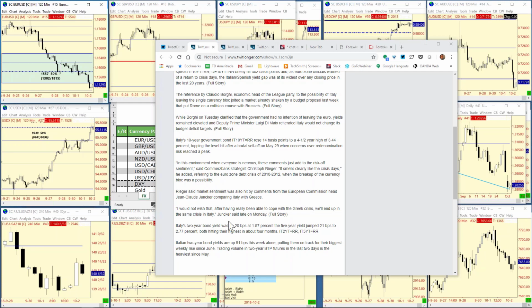Italian 2-year bond yields are up 51 basis points this week alone, putting them on track for their biggest weekly rise since June. Trading volume in 2-year BTP futures in the last 2 days is the heaviest since May. Interesting here.